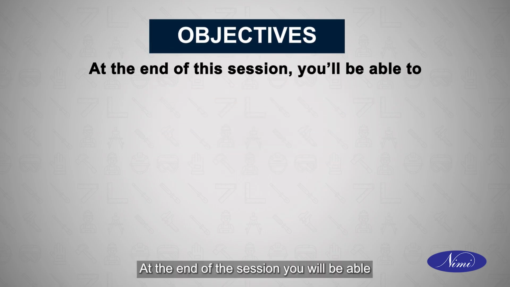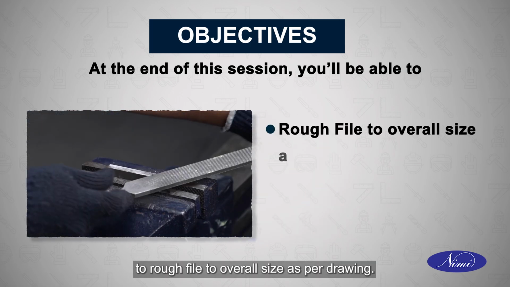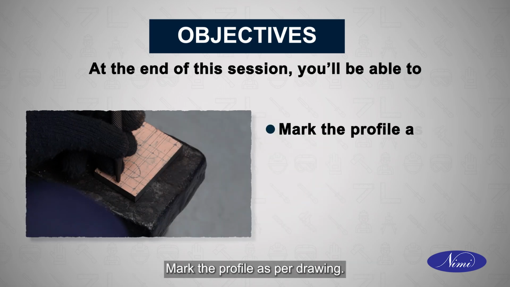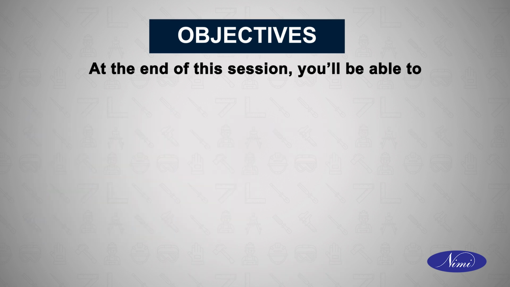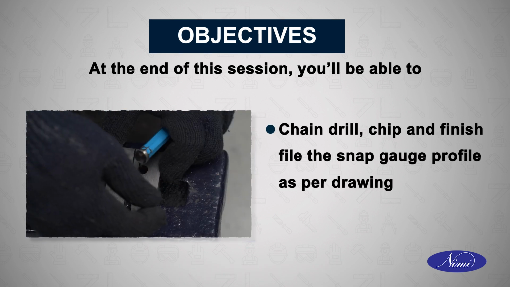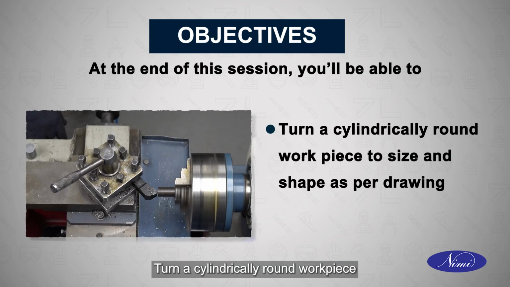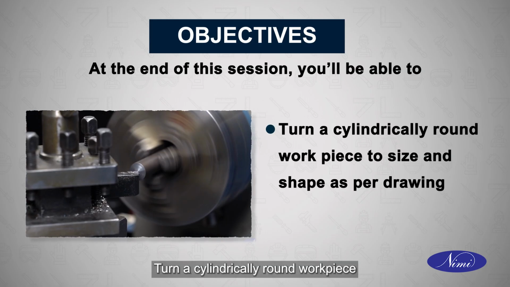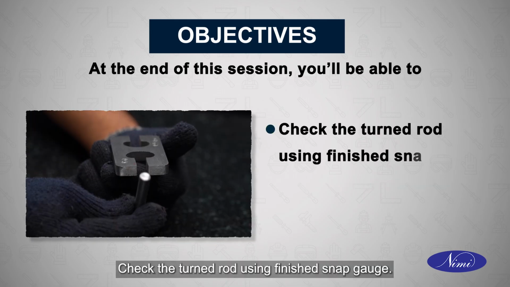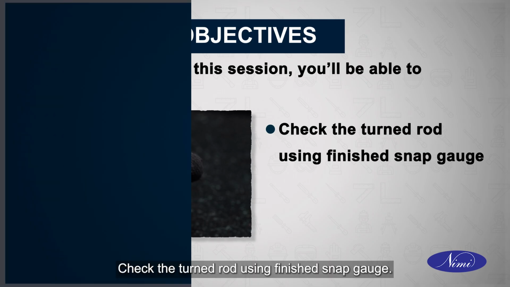At the end of the session, you will be able to rough file to overall size as per drawing, mark the profile as per drawing, chain drill, chip and finish file the snap gauge profile as per the drawing. Turn a cylindrically round workpiece to size and shape as per drawing. Check the turned rod using finished snap gauge.